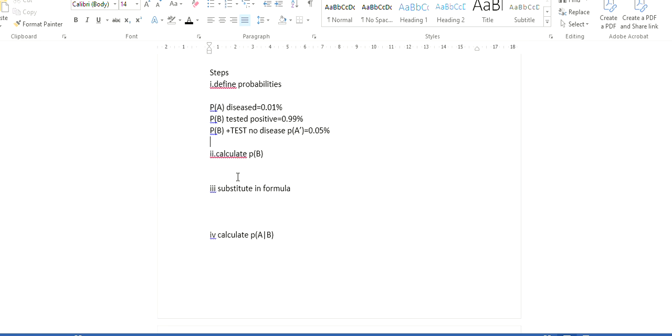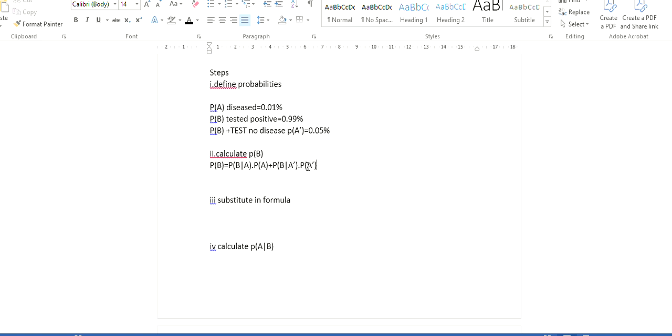Then what is the second step? Calculate the probability of B. The probability of B that I have to calculate equals, from the same Bayes formula, P(B|A) × P(A) + P(B|A complement) × P(A) that does not occur. So why are we taking the complement?